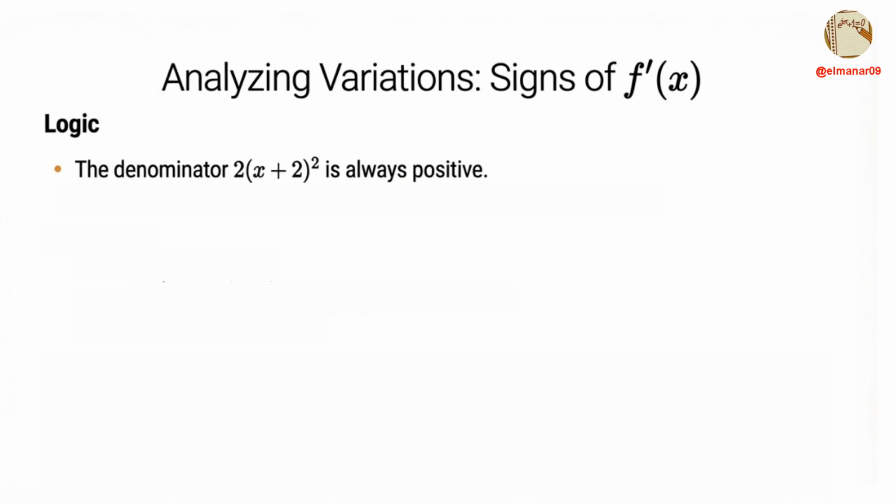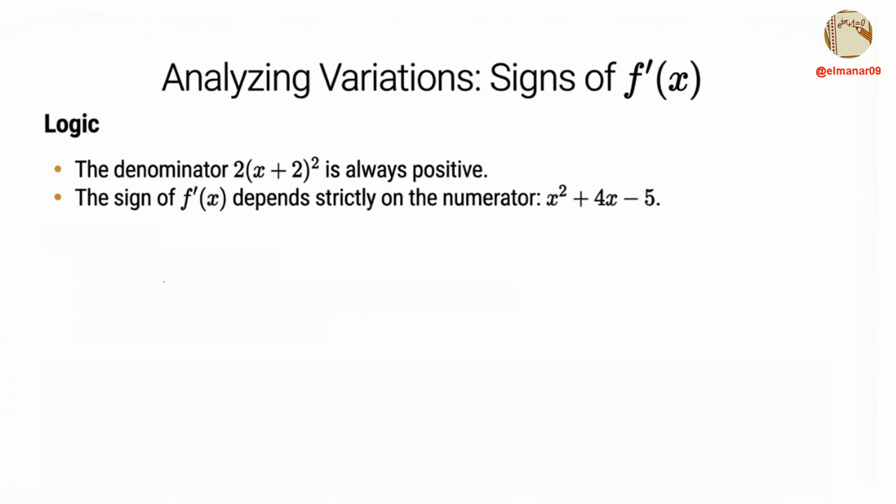First, let's look at the logic. Look at the derivative we have here. The denominator is 2 times x plus 2 squared. Now, I want you to use your heads. Anything squared is what? Exactly, it's always positive. So that denominator isn't going to flip any signs on us. It's solid. This means the entire sign of our derivative, f prime of x, depends strictly on what's happening upstairs in the numerator, x squared plus 4x minus 5.